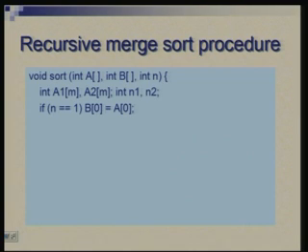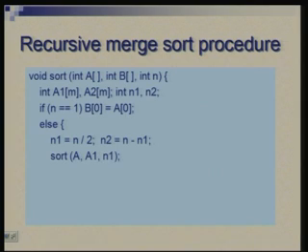So, if n equals 1, we simply copy from A to B, else we find two integers n1 and n2. N1 is roughly half of n and n2 is the remaining part. So, the array A is going to be split into two roughly equal halves of size n1 and n2, and we sort them one by one.